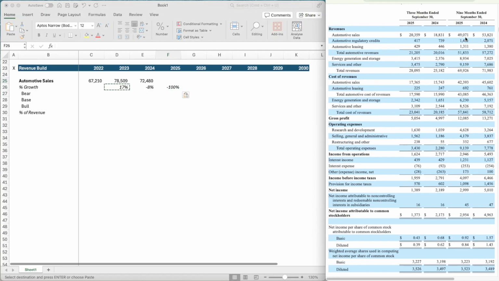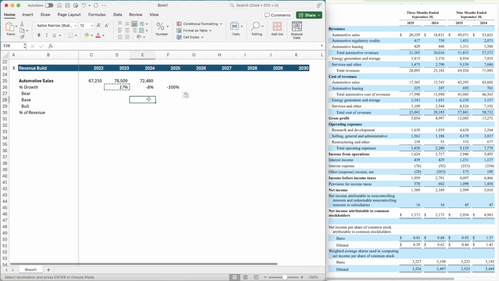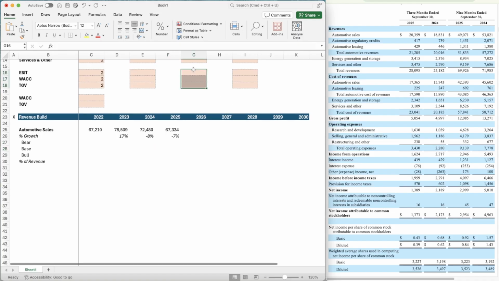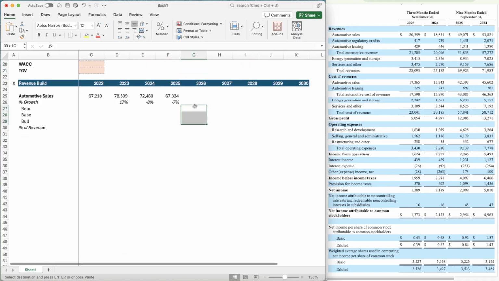For 2024, so for the first 3 quarters of the year, they did 53.8 billion and ended the year on just under 72.5. So we will take 72.5, divide that by 53821, 1.37. So for 2025, let's say it goes 4901 multiplied by 1.37218152. There we go.